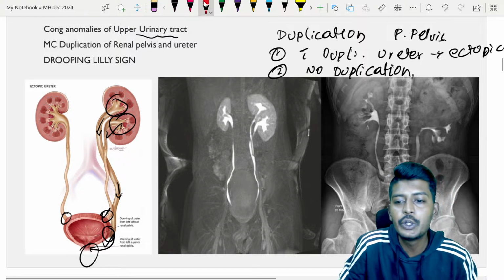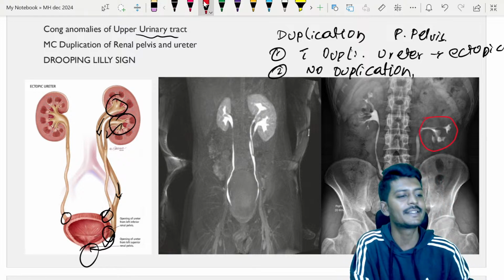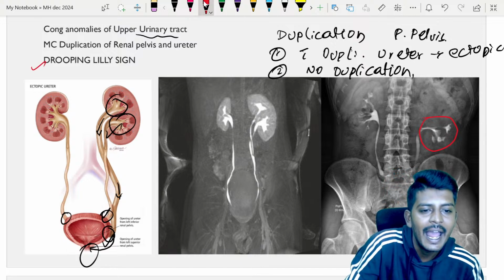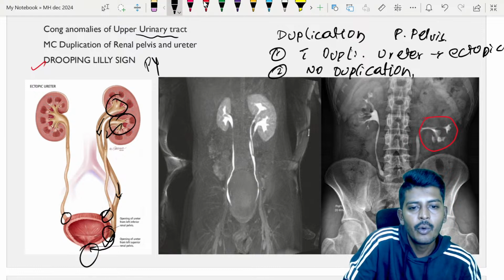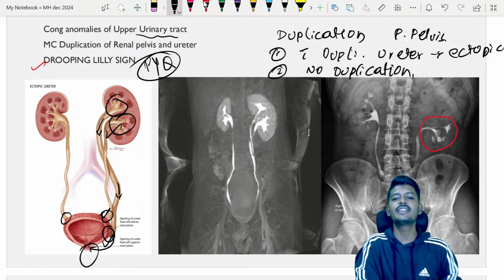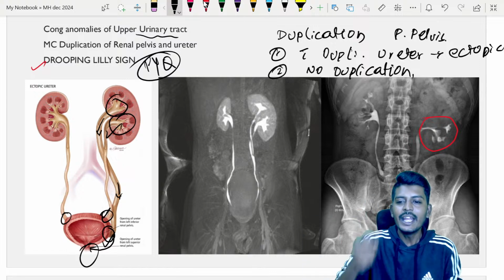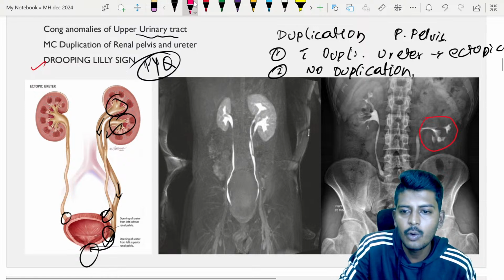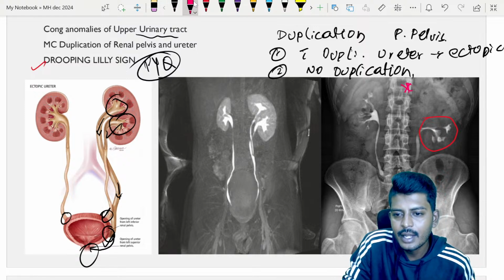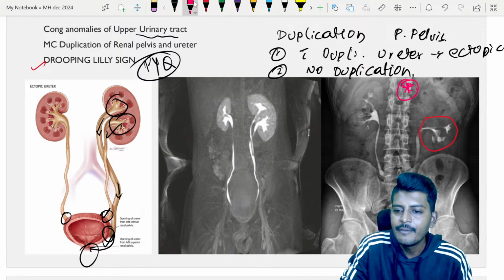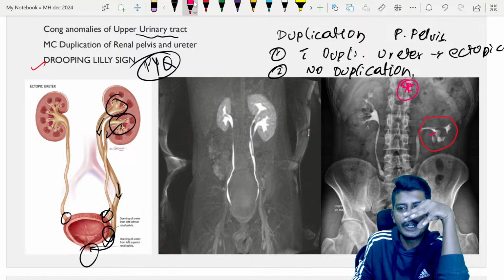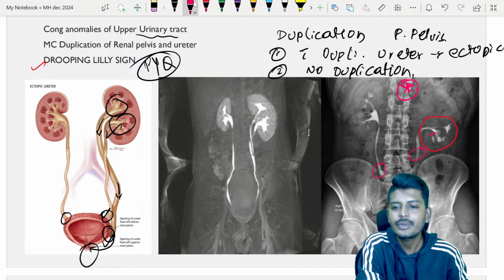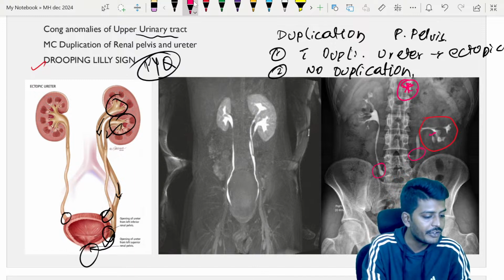Now because of this, the lower part of the renal pelvis creates an appearance called the drooping lily sign, as if a lily flower is drooping like this. And again, this is a previously asked question. Drooping lily sign is seen with which disease? Duplication of renal pelvis. So look here, in this image which I am marking with a star in red color, the renal pelvis is drooping, but there is only a single ureter. So there is no duplication of ureters.